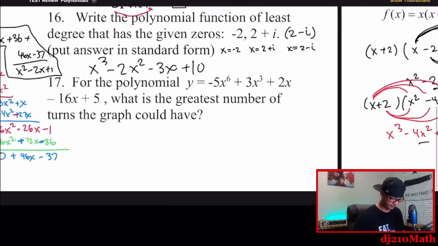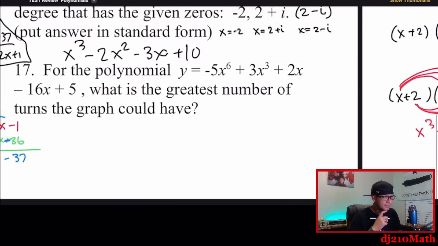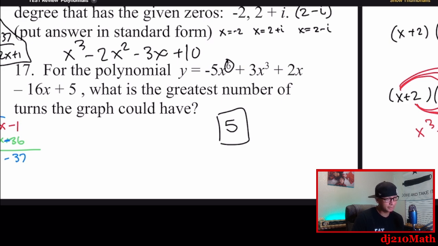Okay. Number 17. For the polynomial y equals that, what is the greatest number of turns the graph could have? So I'm going to look at the degree. Degree is 6. Number of turns, 1 minus that number. So the most it could have is 5 turns. That's the most it could have. Okay.